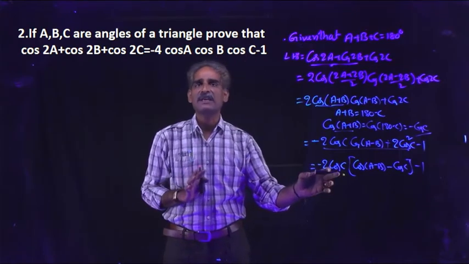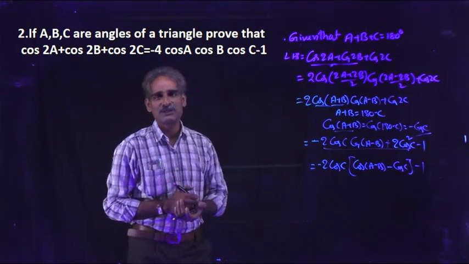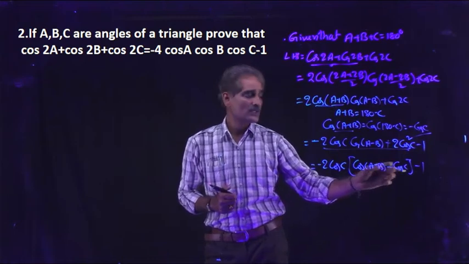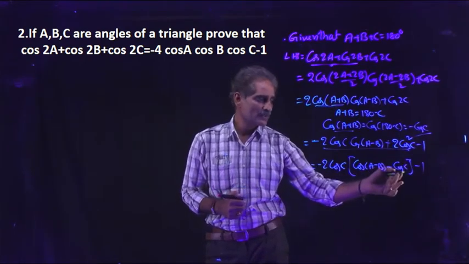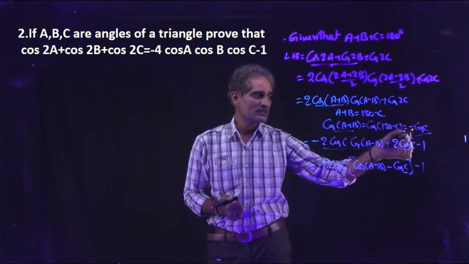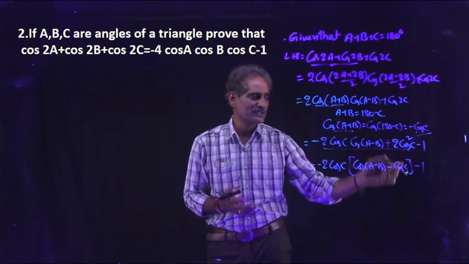Already cos C is there. So what about the required? Required cos A and cos B. Already the first function is in terms of A and B. So if it is also in terms of A and B, there is a chance to get the answer. So write down cos C in terms of A and B. Already we discussed this: cos C is equal to minus of cos (A plus B). Just replace with the help of this.